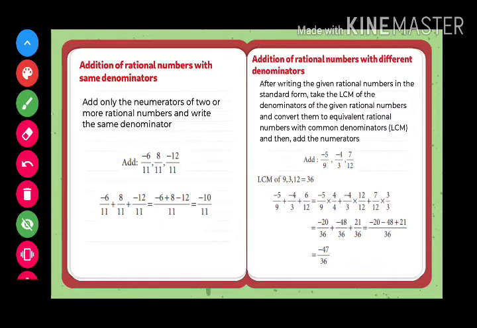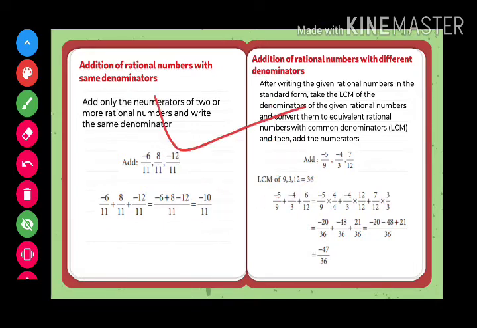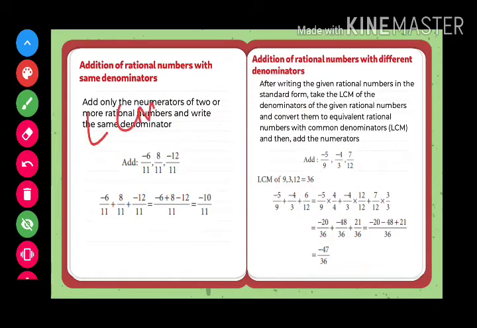Let's take an example, 1 by 2, 3 by 4 and 1 by 3. See here three different denominators. So first we should take the LCM of 2, 4 and 3. So we'll keep 2 first and then we'll keep 2 again. Now we'll keep 3. So 2 into 2 is 4, 4 into 3 is 12. So the LCM is 12.